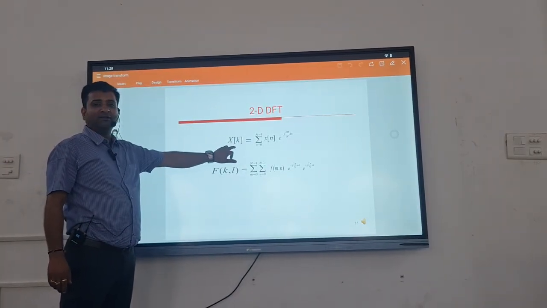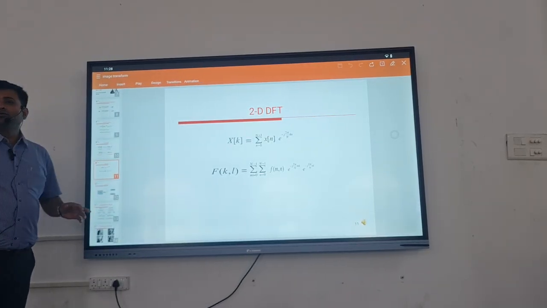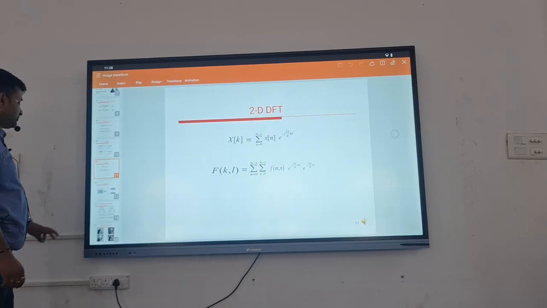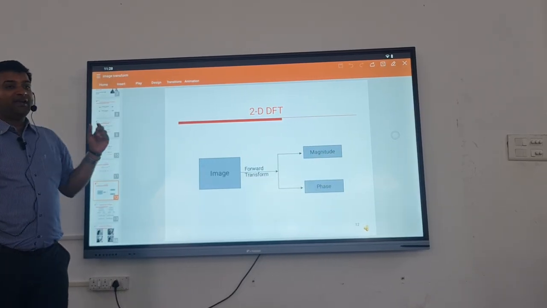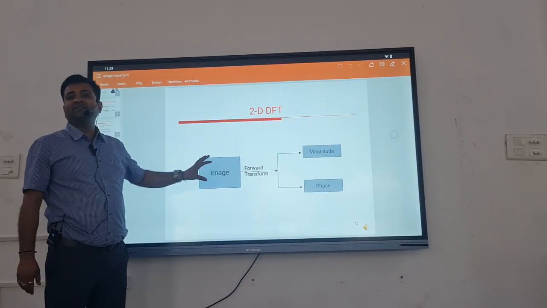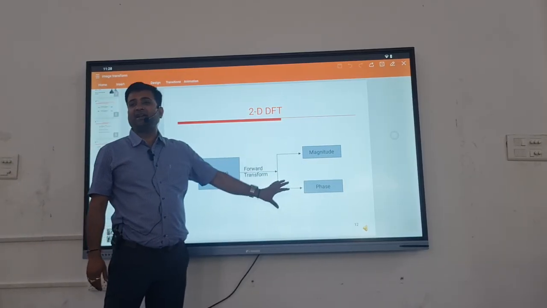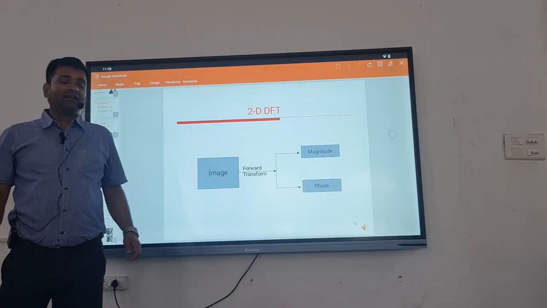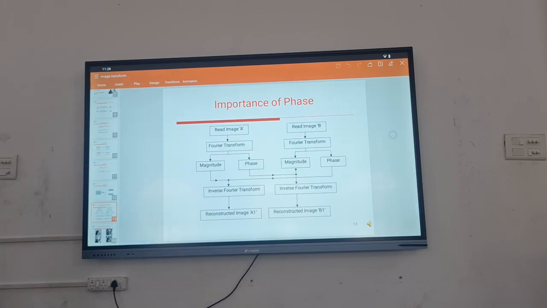Here this is a one-dimensional Fourier transform representation. This is a quick revision of the two-dimensional Fourier transform representation and what are the applications of the Fourier transform. Here this is the basic representation of the Fourier transform in the case of image. Image is a two-dimensional signal. In the previous lecture, I have discussed the magnitude and the phase characteristics or phase response of a given image signal and what is the importance of the phase characteristics in the image domain.